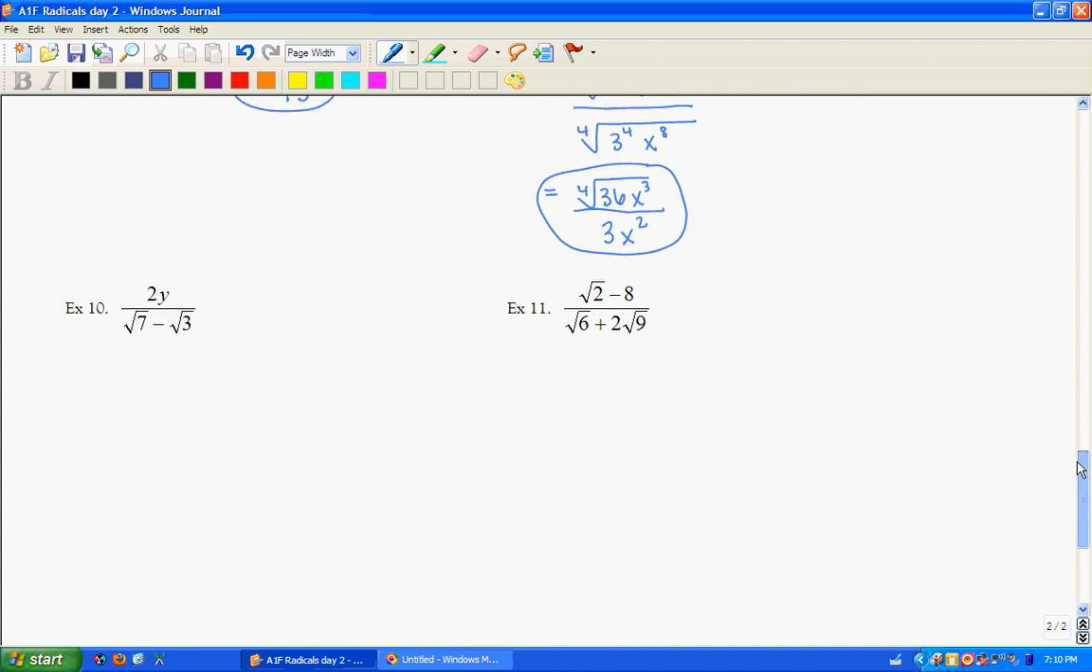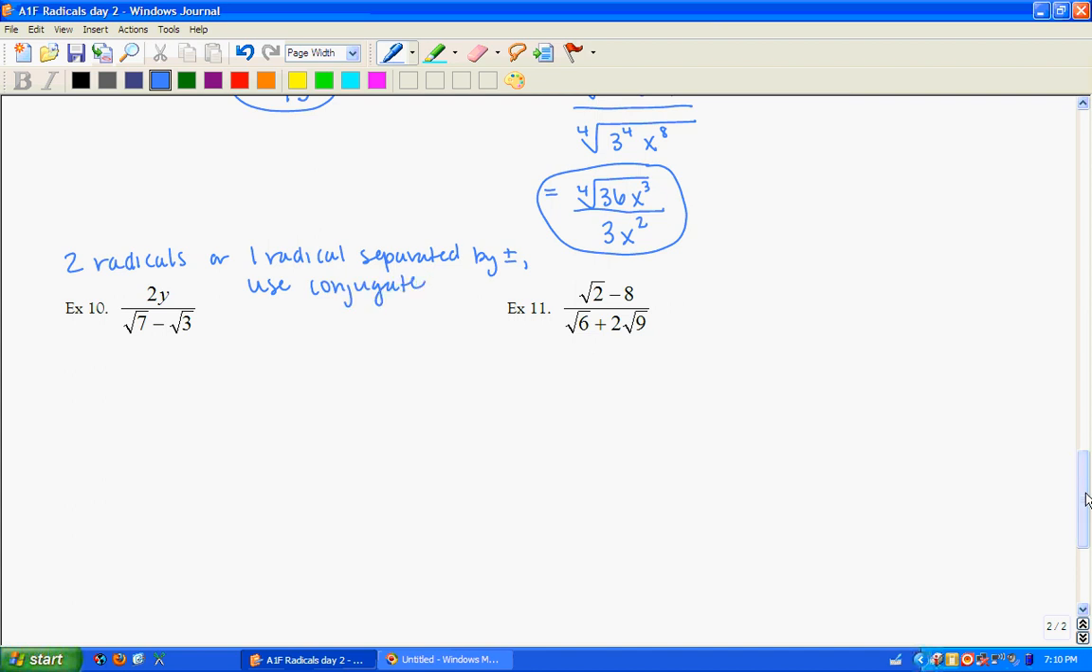And so to go on to example 10, this is a case where you're going to have to use the conjugate. So anytime you have two radicals, or actually, even if you have one radical in the denominator, so let's say two radicals or one radical separated by a plus or minus sign, you're going to use the conjugate.